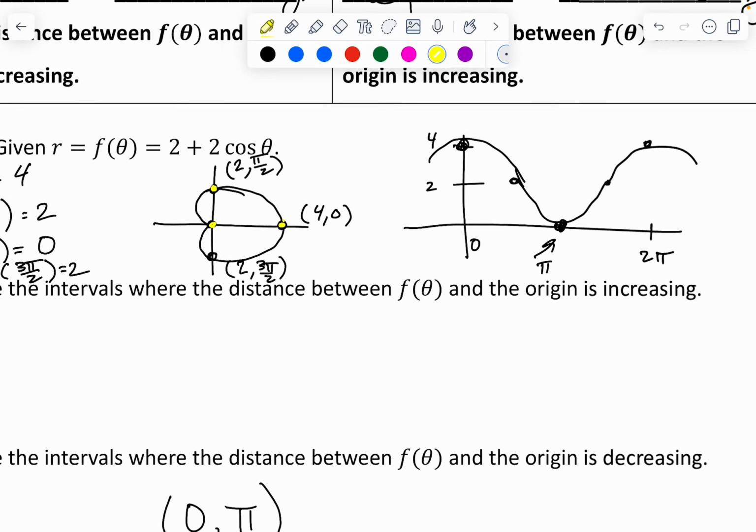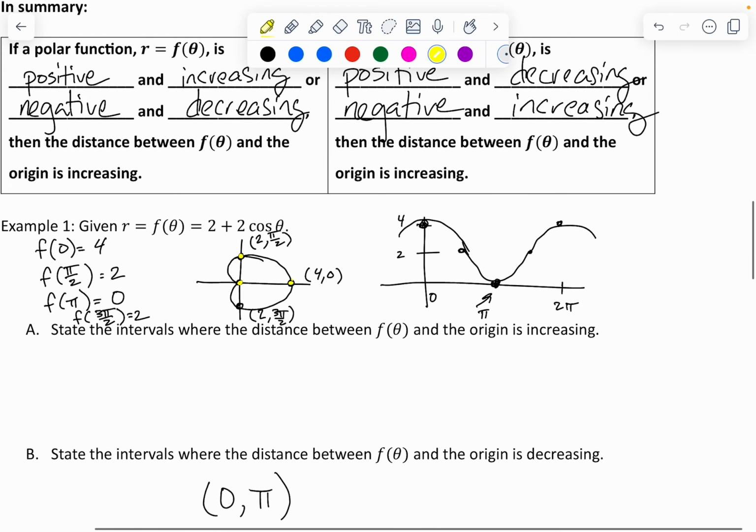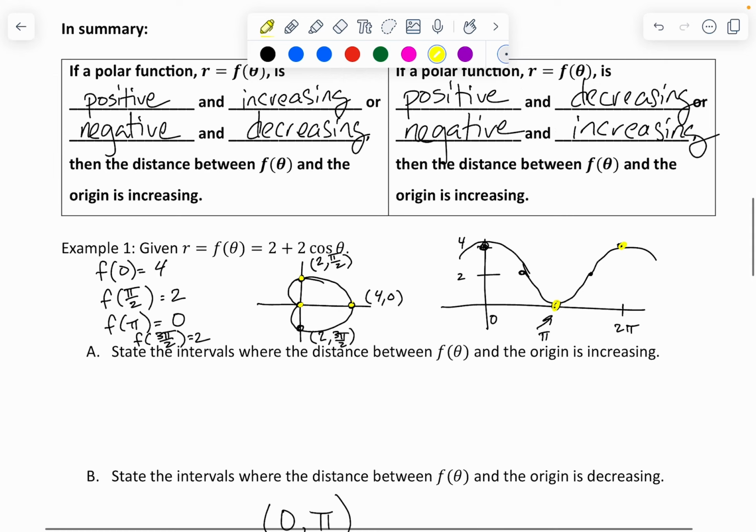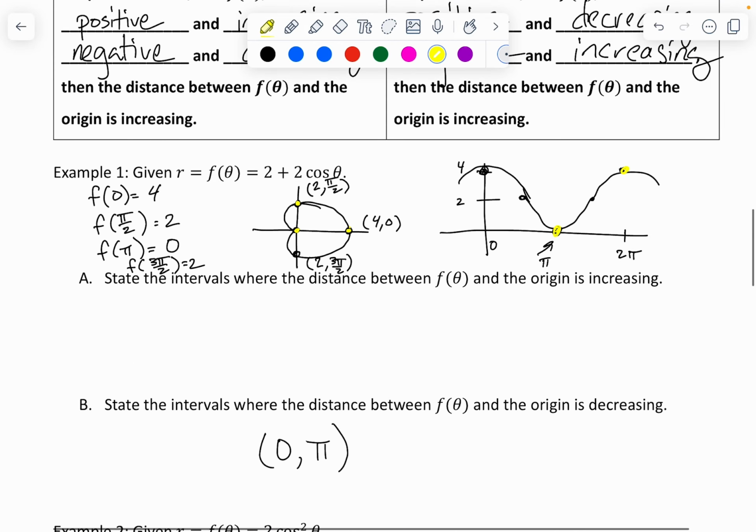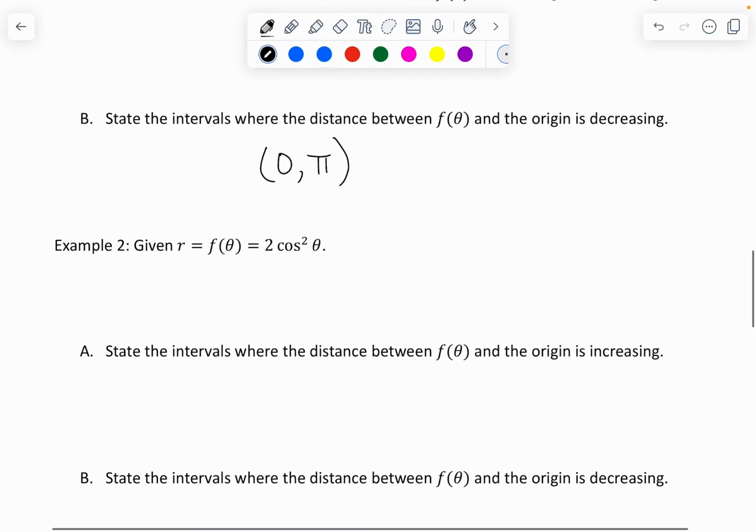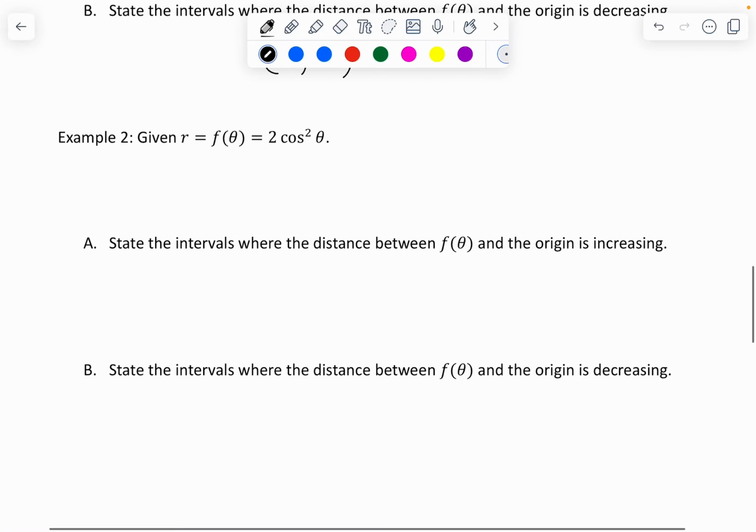Okay, then what was happening, if you think about this curve, from pi to 2 pi? Our R values are still positive, and now they're increasing. So positive and increasing tells us that distance is increasing. So our answer here is pi to 2 pi. Okay, let's try one more example before I call it a day on this one.